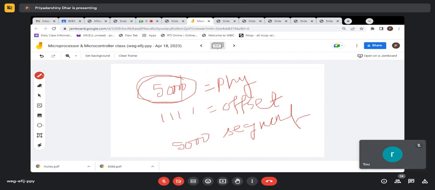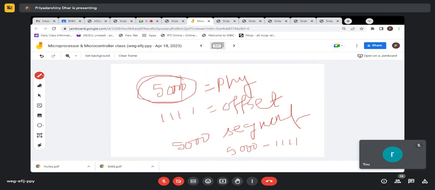Just reverse. What did I say until now? Offset address and segment address given, how to calculate physical address. Now here physical address given, offset address given. Now find out the segment address. Clear? So we can write this is 5,000 segment address and offset address is 1111.